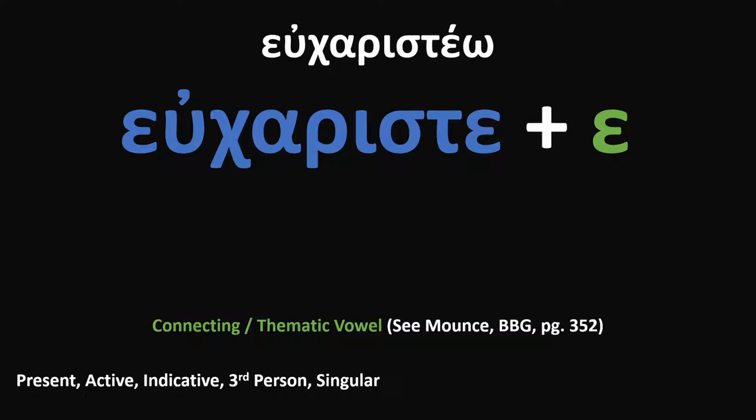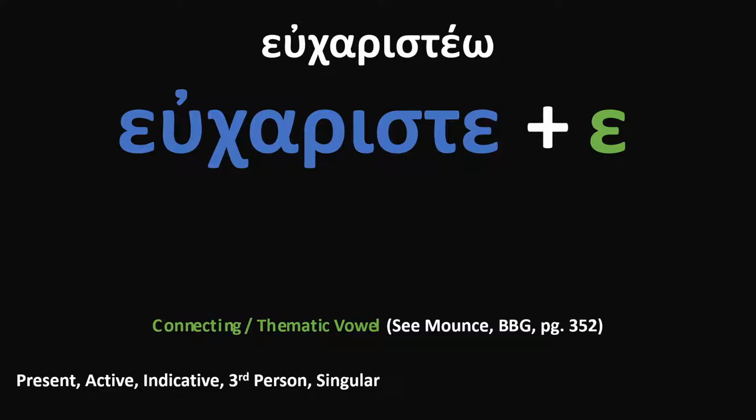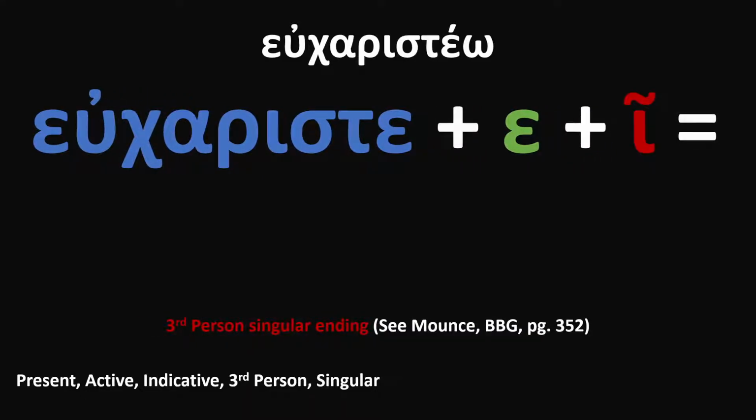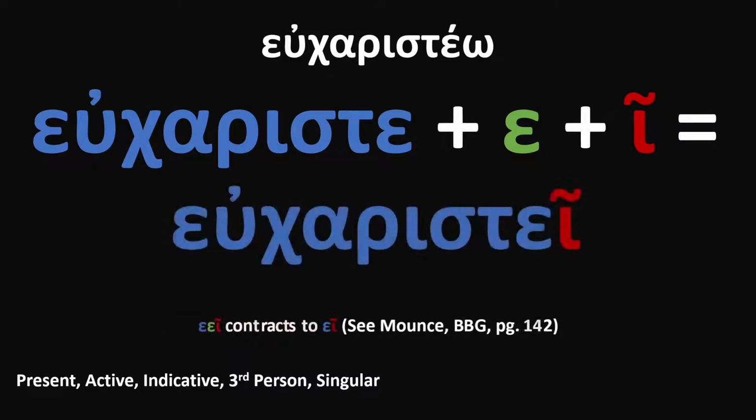And we also need to add the third person singular ending, which is an iota. So we've got the root, euchariste, plus the epsilon connecting vowel, plus the iota, the third person singular ending. When we combine these together, we get euchariste. But you'll notice that we've gone from 2 epsilons after the tau at the end of the root, 2 epsilons have become 1.